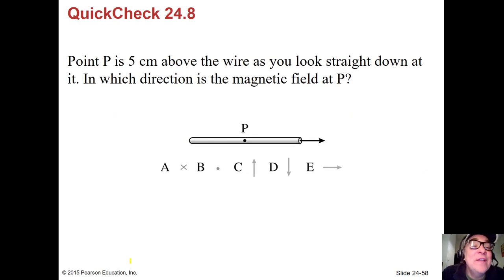Okay, let's see what we have here. Point P is 5 centimeters above the wire as you look straight down at it. So you're looking down at the wire. Point P is not on the wire, it's above the wire. It just looks like it's on the wire from that perspective. And we want to know which direction is the magnetic field at point P.